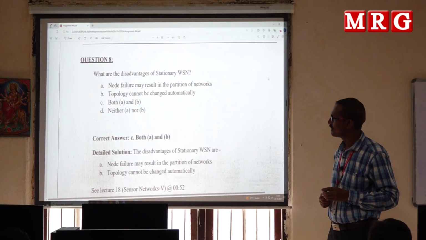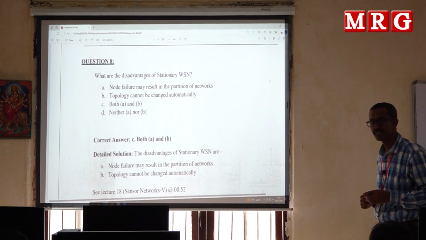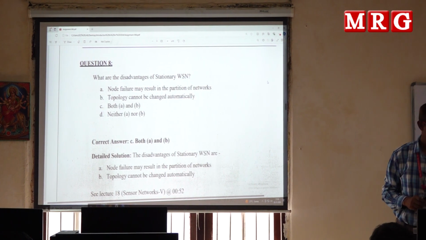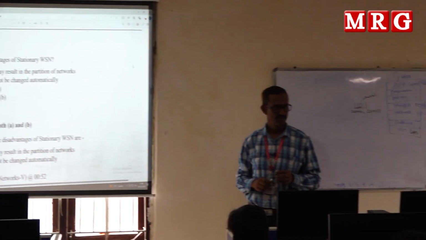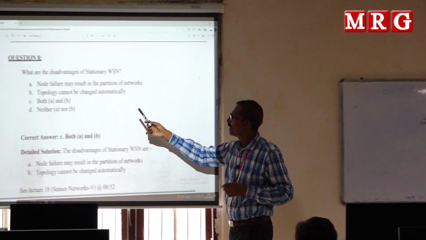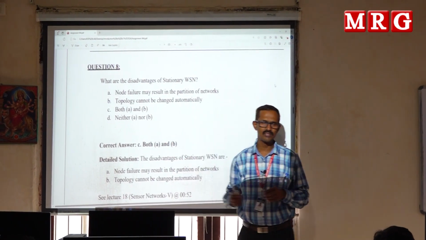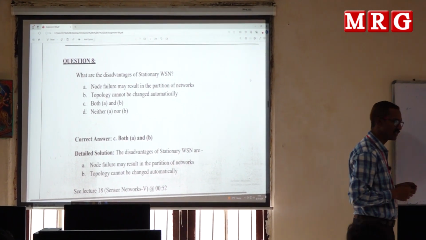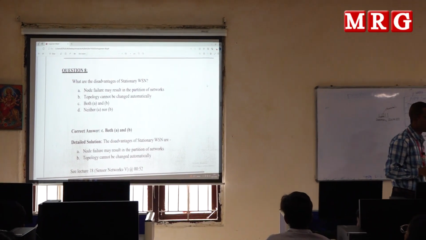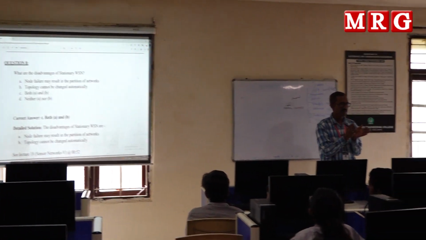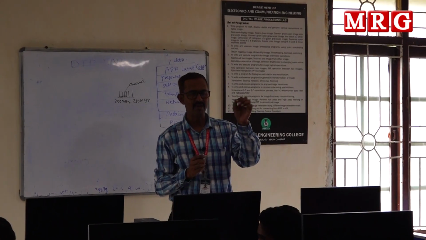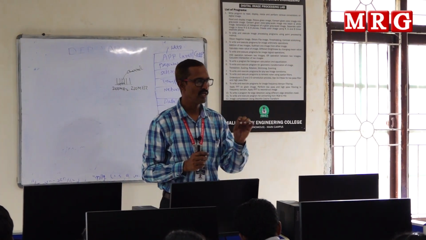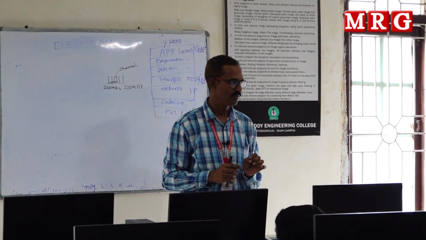What are the disadvantages of stationary nodes? What is the problem with a stationary node? Node failure. If the node fails, that is a problem, because that region is expected to be covered by that sensor node only, but it failed. So that is one problem.